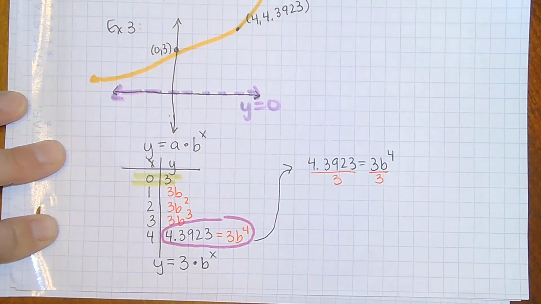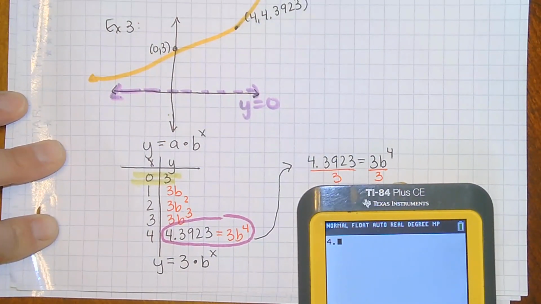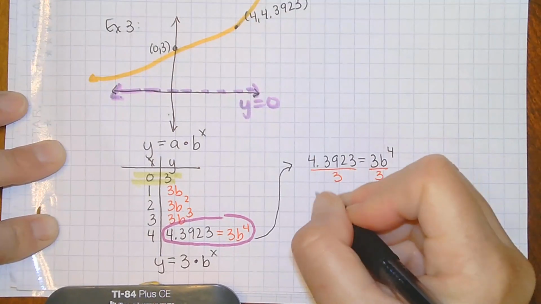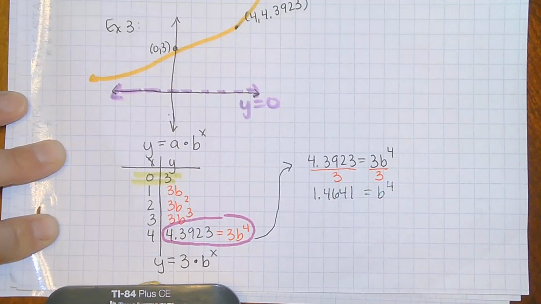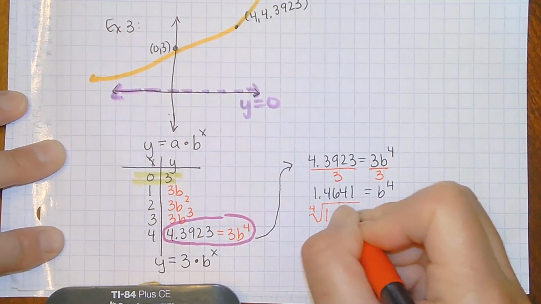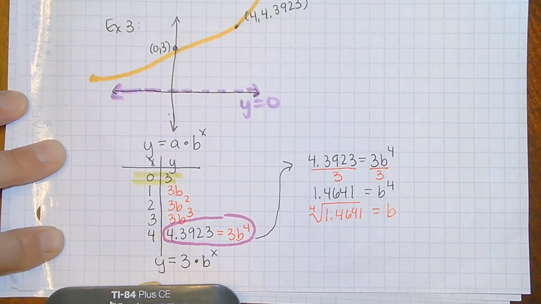And so in my calculator, let me do that. So 4.3923 divided by 3 is 1.4641. So let me write that. So I'm going to get 1.4641 is equal to b to the 4th. Now to get the b, I'm going to have to take the 4th root. So I'm going to take the 4th root of 1.4641. And when I take the 4th root of this, I get b.